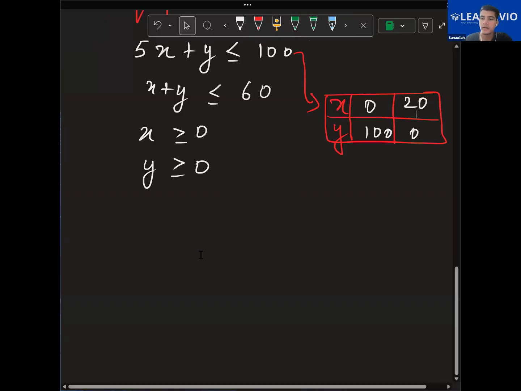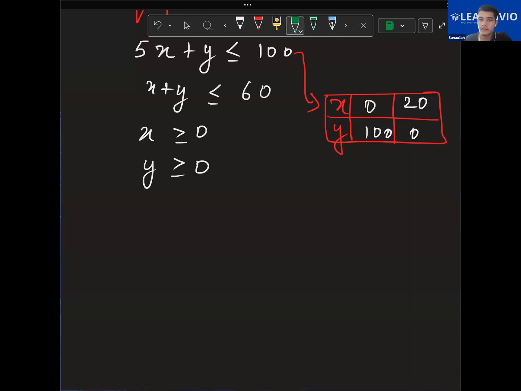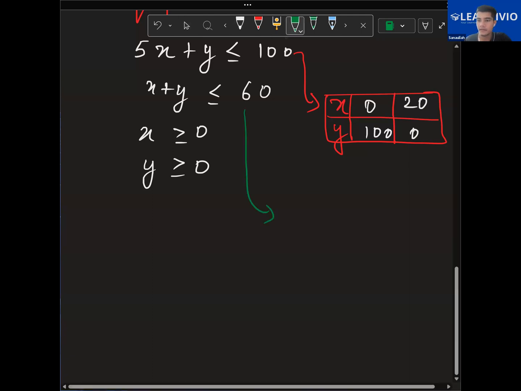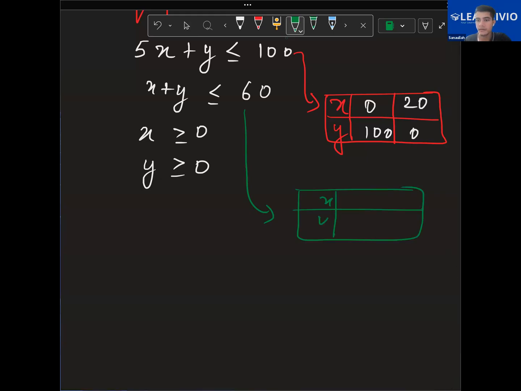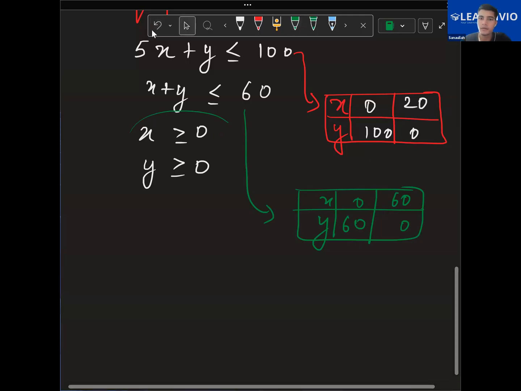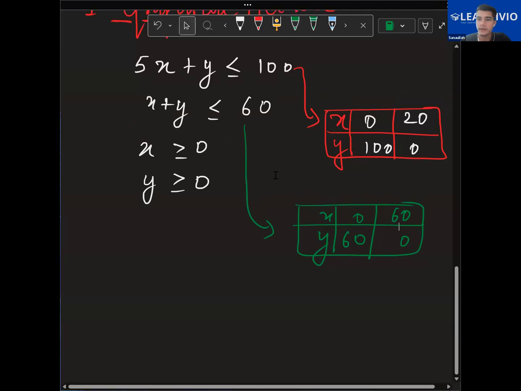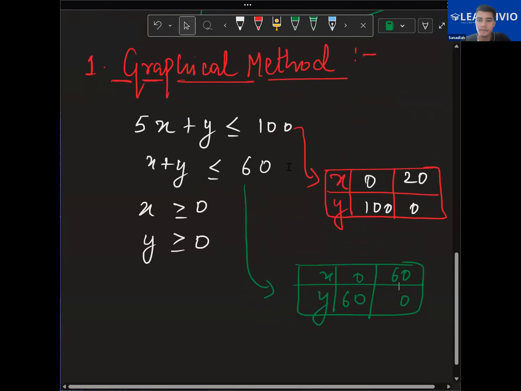Okay. And similarly, I will do the next one. I will do this one. That is, if my x is 0, then my y is 60, and if my y is 0, then my x is 60, right? And these two conditions you already know, that x is greater than or equal to 0, and y is greater than or equal to 0. Clear? Is it clear till now? Sir. Okay.